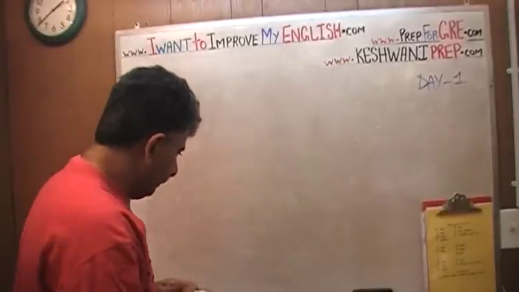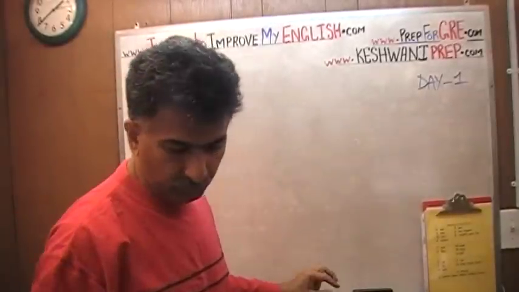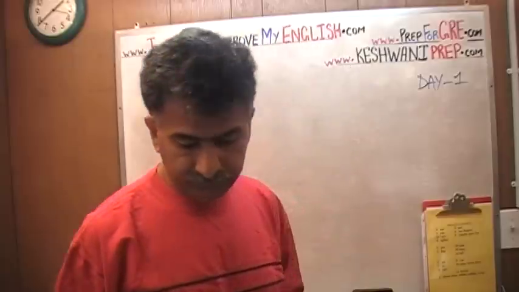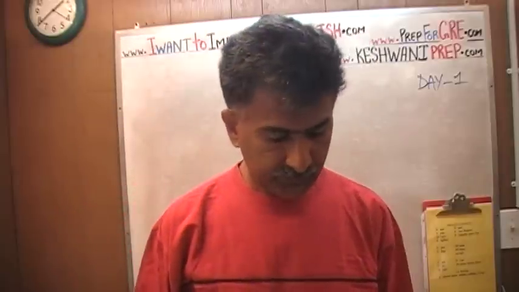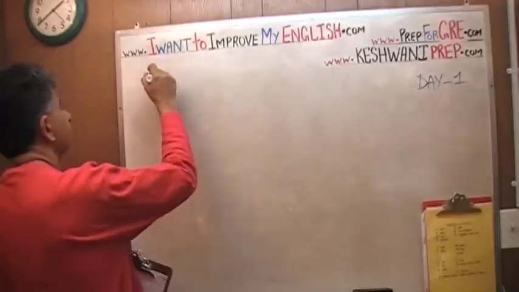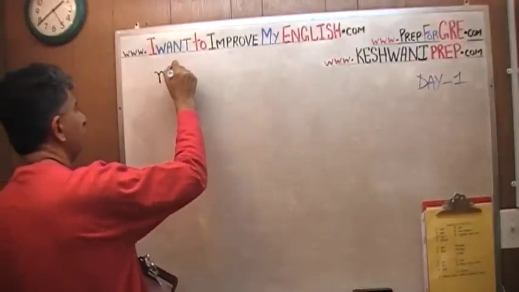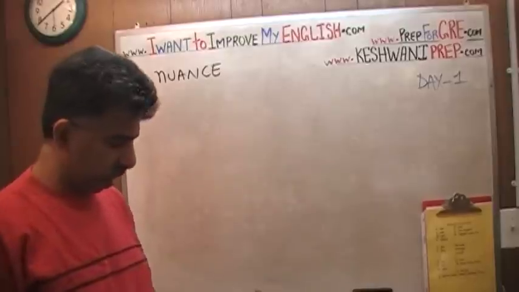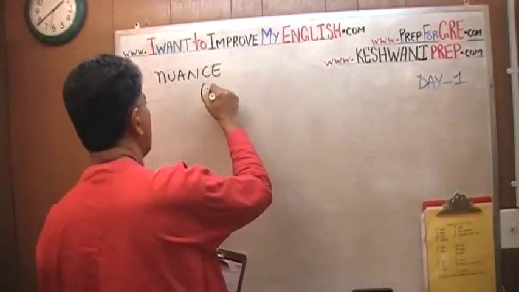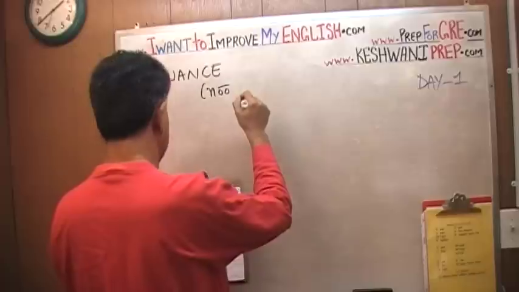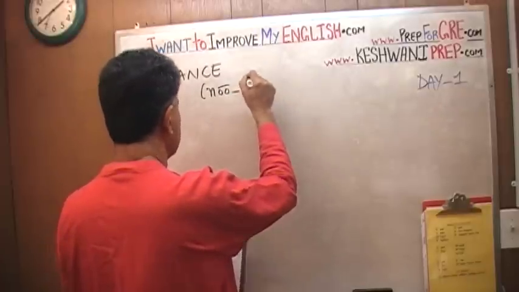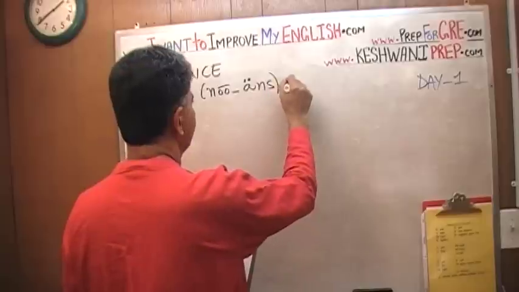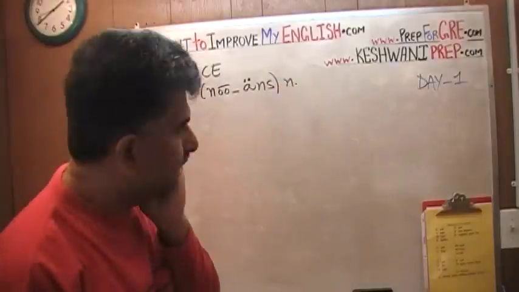Let's start with the word which I consider to be the most important word in the English language. The word that you should know, that is the most important word in my opinion, and the word is nuance. This is how we pronounce it. It's a noun, nuance. What does it mean?